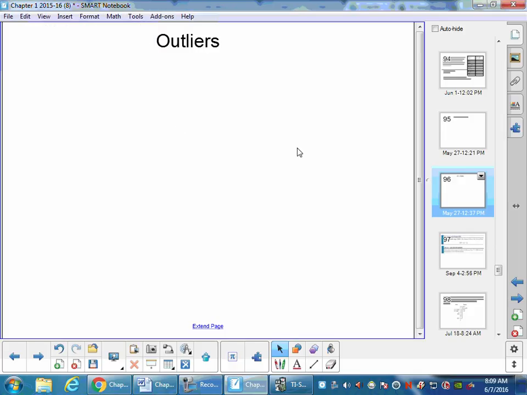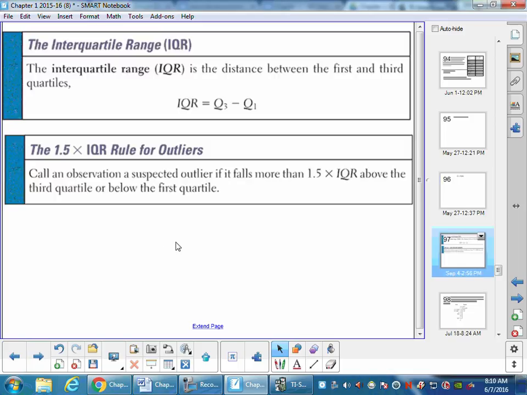All right, now we're going to have a discussion about outliers. Outliers are data points that are far away from the rest of the data. Now, you can just look at a data set and shoot from the hip to see if something looks like an outlier, or you can have a more scientific, or statistical, approach.